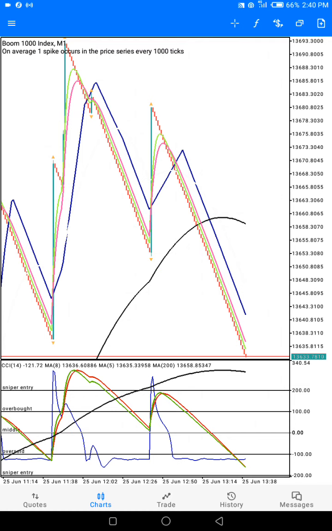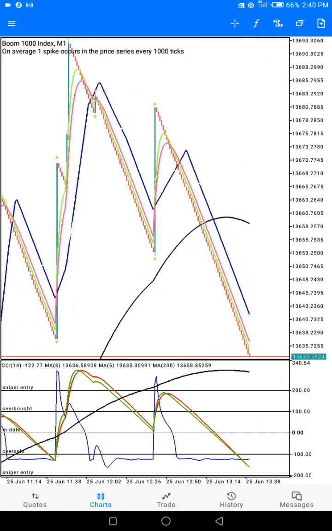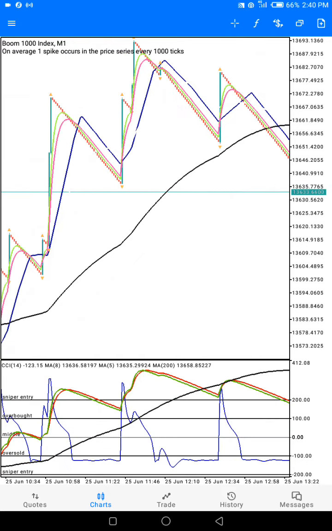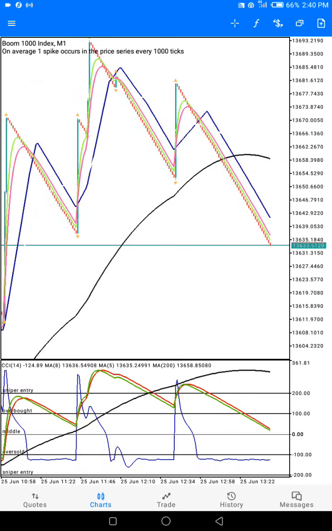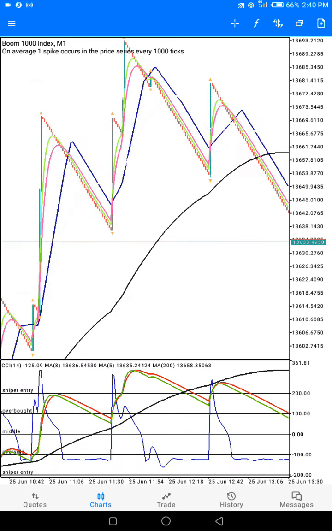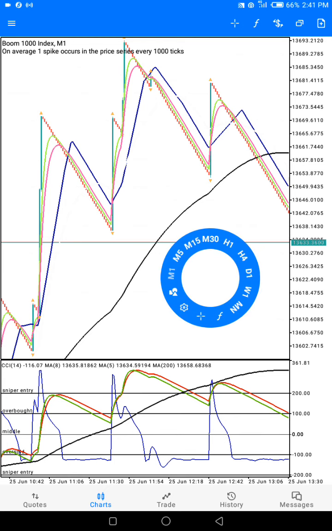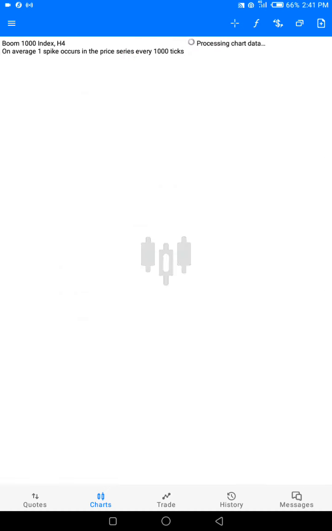Now this is Boom 1000. Like we currently see, the market is experiencing a bearish movement, but we have to confirm that from the higher time frame. So we have to go to the higher time frame before we go into the video of the day. Let's look at it from the 4 hours time frame. Then I can bring to you what I want to share with you today.